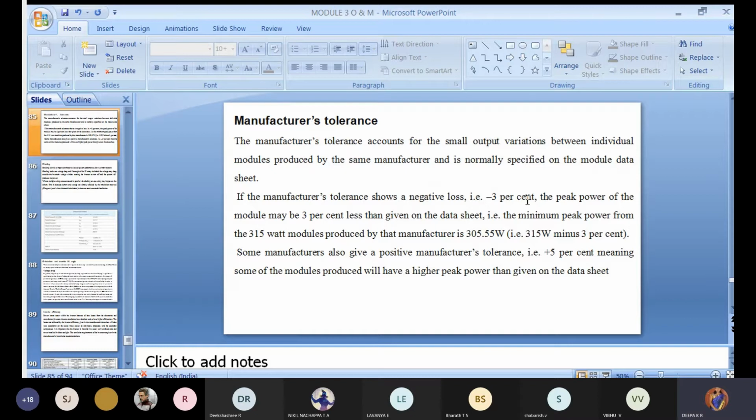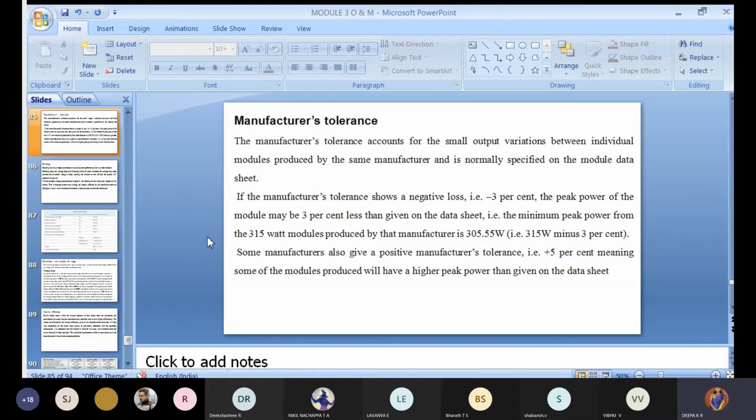So for -3%, the peak power of the module may be 3% less than the given data sheet. If you assume the actual output of the module is 315 watt, what we have to do is subtract 3%, because a 3% tolerance has been given. You have to remove that, and you are going to get the output as 305.55 watt because of -3% tolerance. Similarly, with a positive tolerance, +5%, add 5% to 315, so your output will be more than 315, around 330. So every time you have to observe the data sheet and see exactly what is given: is it a plus tolerance or a minus tolerance?